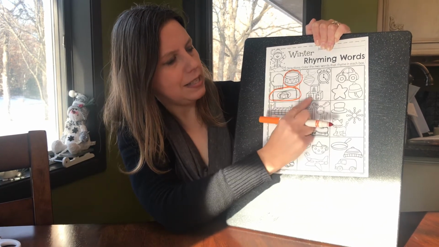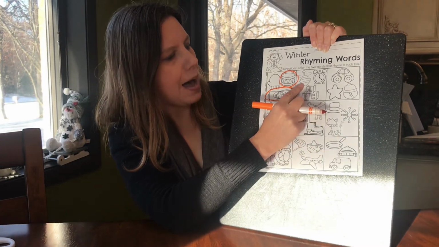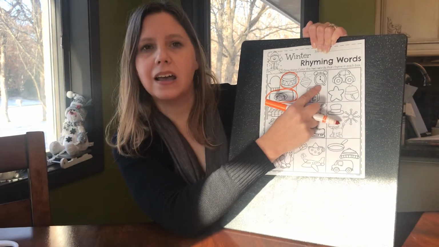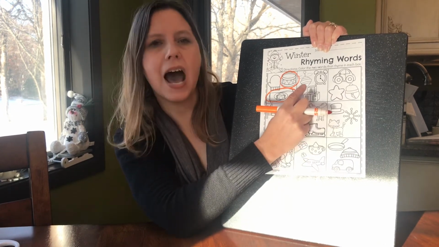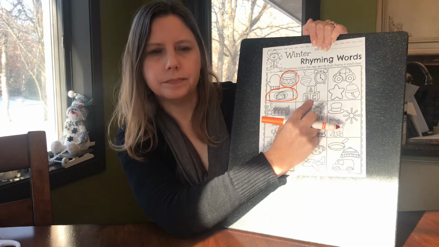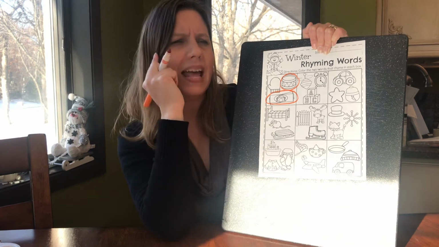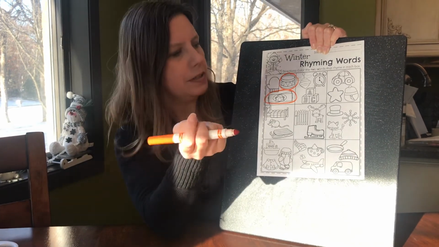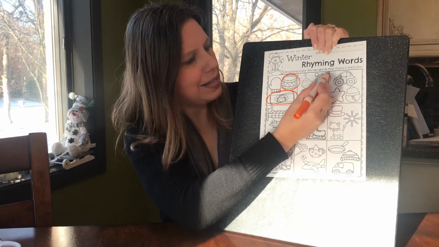Next, we're going to go into the next box and let's hear these three words. We have top, clock, and block. Let's try it again. Top, clock, block. Which ones sound the same? Which one ends with the "ok" sound? Clock and block. So go ahead and circle those two.